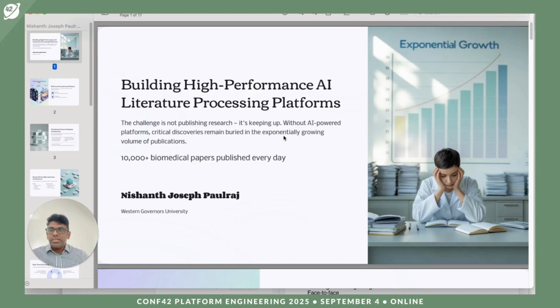The challenge is not about publishing a research, it's about keeping up. Without AI powered platforms, critical research discoveries, something which may be phenomenal or may be utilized to build on top of, a vital component maybe for another research, may be buried in the exponentially growing volume of publications. For instance, 10,000 plus biomedical papers are published every day.